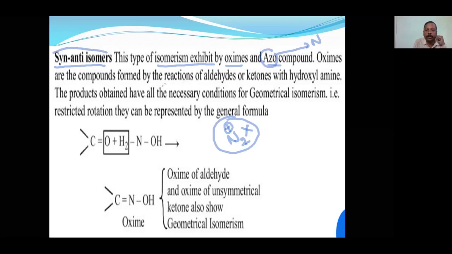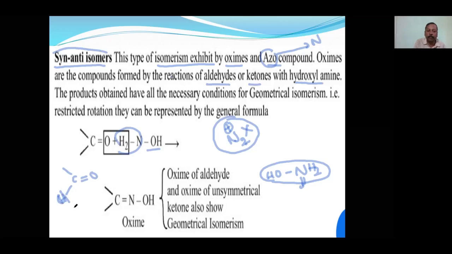So what are oximes? Oximes are compounds formed by the reaction of an aldehyde or ketone with hydroxylamine. Hydroxylamine: amine means NH2, hydroxyl means OH, so this is called hydroxylamine. When hydroxylamine is treated with an aldehyde or ketone, we cannot say which from the C double bond alone. People think that when I write C double bond, it is a ketone. No, don't be in so much of a hurry. If I write hydrogen, it will be an aldehyde.